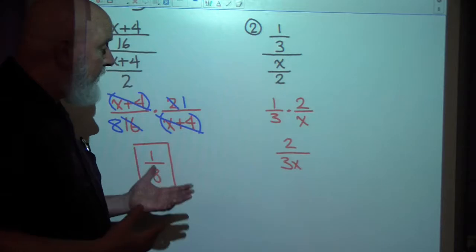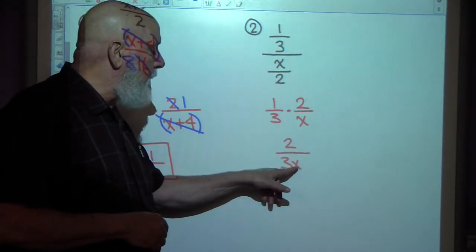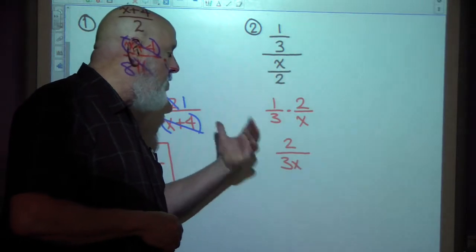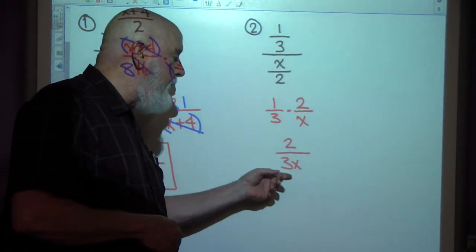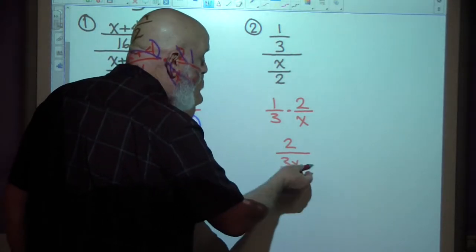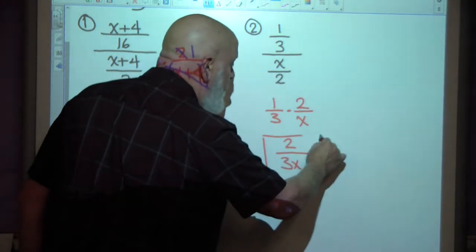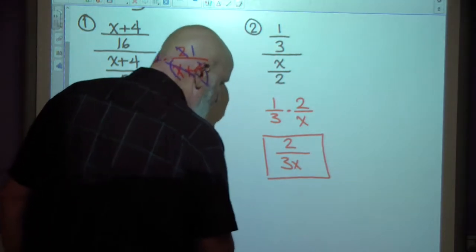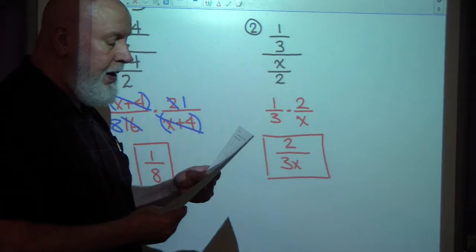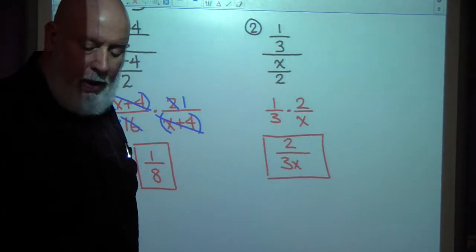And if they ask you to state the restrictions on the variable, we would say, well, x cannot equal 0, because 3 times 0 would be 0, and we can't have a 0 in the denominator of a fraction. That makes it undefined. So there's our answer, and x cannot equal 0. They didn't ask us for the restriction, but if they did, that's what we would say. And 2 over 3x, yay!